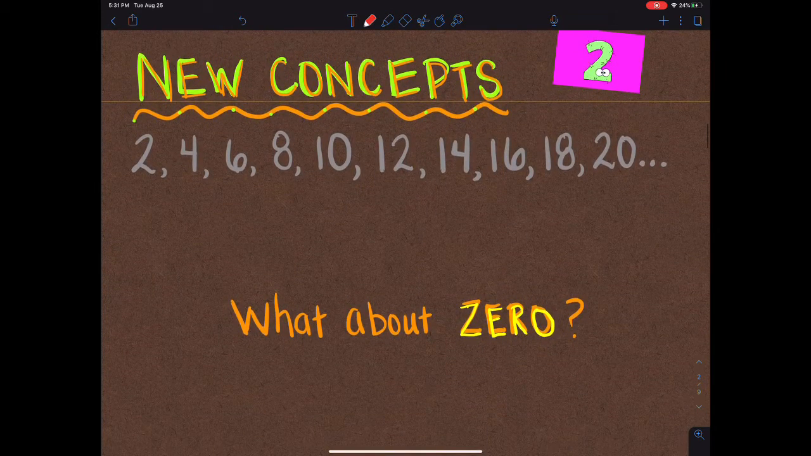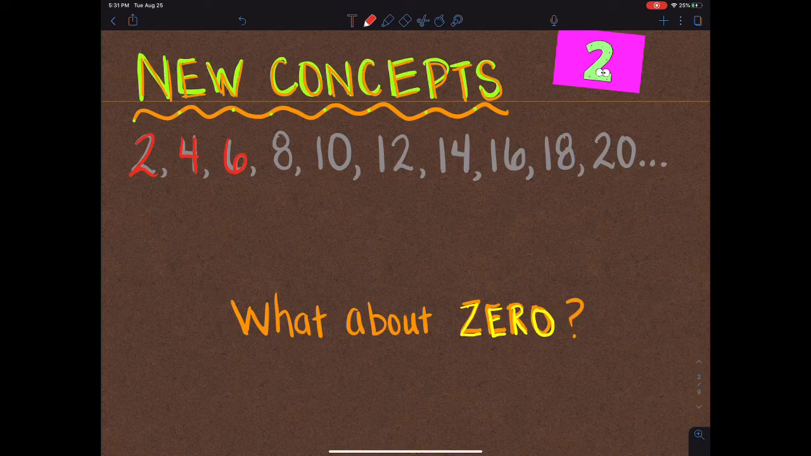When you're ready to go on, we're going to go over this new concept. And the new concept first goes over even numbers. And the even numbers are the numbers that you say when you count by twos. So when you count by twos, you start with 2, 4, 6, 8, 10, 12, 14, 16. And you know how to do that, right? And the list of even numbers will go on and on forever.